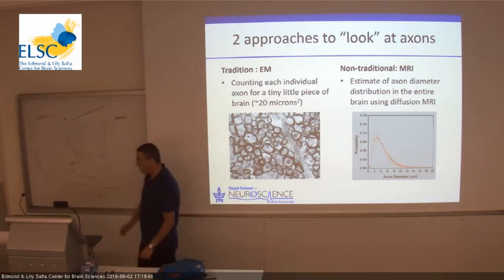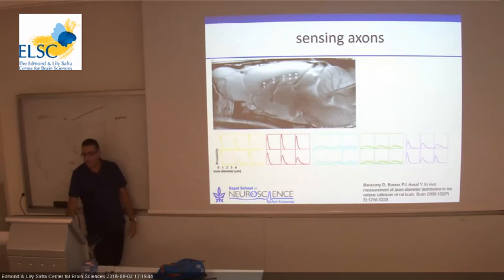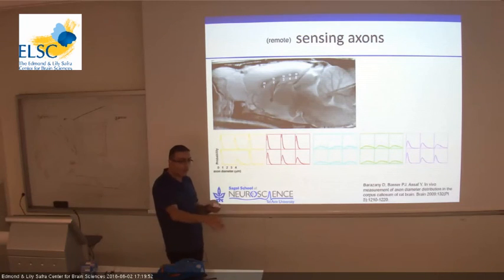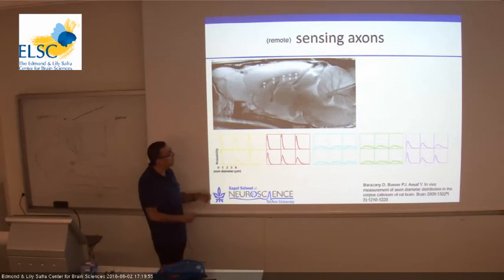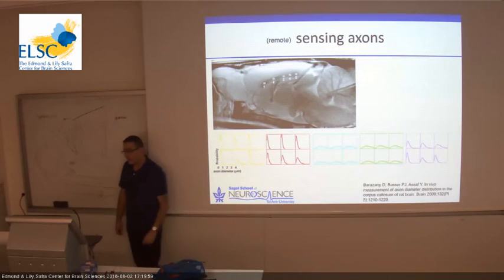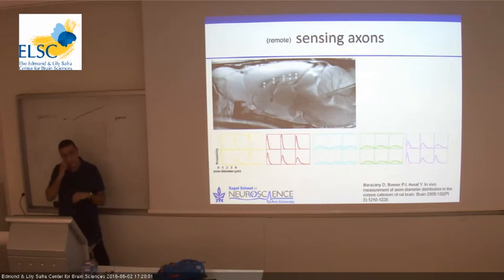So getting the information without seeing it. This is what I'm trying to get across. It is like remote sensing. I don't see the axons, but I remotely sense them with diffusion imaging, and then I can characterize them. So this is measuring the axon diameter distribution in vivo in the rat brain.